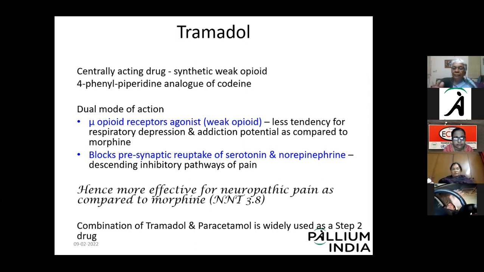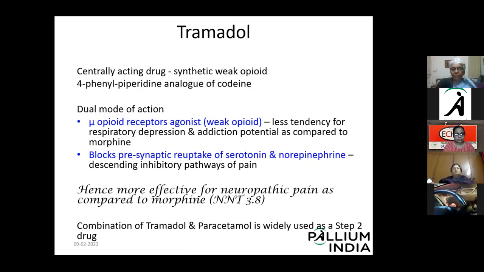If you know the pathway of pain, the ascending pathway is the one that goes to the brain and perceives pain. But there are descending pathways also, and these can be either facilitative or inhibitory. The inhibitory descending pathways prevent the pain impulse from ascending upwards, and that is because of the mediation of serotonin and norepinephrine. These weak opioids block the reuptake of serotonin and norepinephrine and increase their levels, and that is how they act on the descending inhibitory pathway. Because of this, they are also effective for neuropathic pain, because in neuropathic pain, this pathway is affected. Sometimes you can combine paracetamol with tramadol as a step 2 drug, which is widely used in practice.